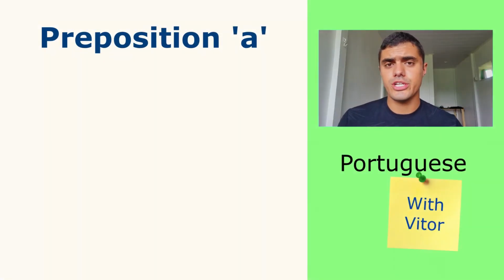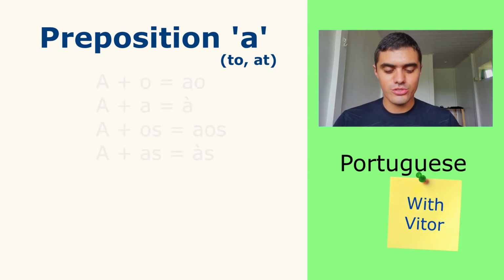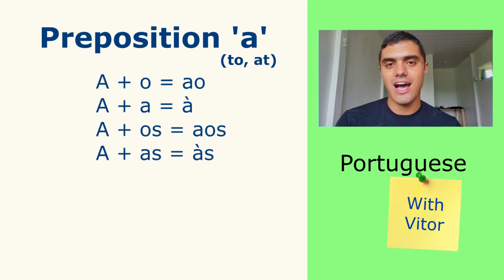So let's move on to the preposition a. The preposition a, usually it shows destination and time. When it shows destination, it means to. When it shows time, it means at. And it contracts with articles. So, a plus o becomes ao. A plus a becomes à, with the grave accent. It's not going to change the intonation. A without the accent, a with the accent, the same thing. A plus os becomes aos, and a plus as becomes às. Same thing, doesn't change the sound.